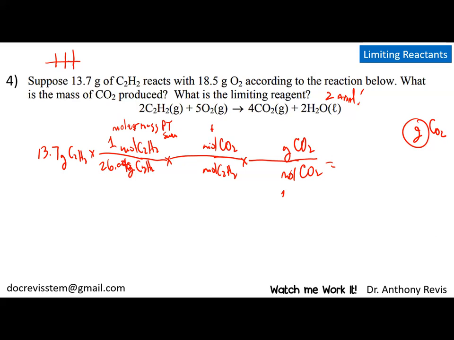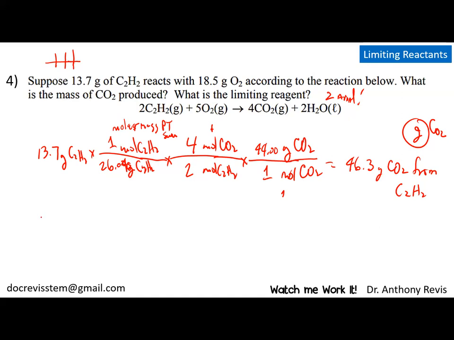And so mole to mole, where do we get this from? We read it from the balanced equation. I see a 2 in front of C2H2, and in front of CO2, I see a 4. I don't try to reduce them. I don't try to do anything. I simply read them and put them in there. And CO2 is 44.1 grams per every 1 mole. If we punch these numbers through, we get about 46.3 grams of CO2 from C2H2.